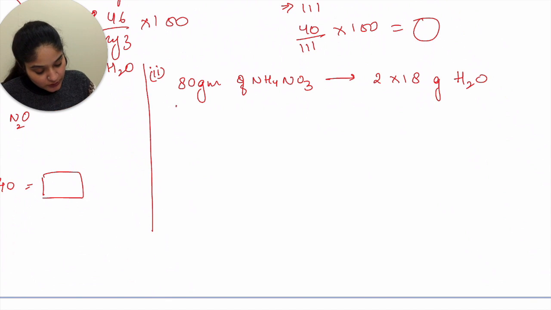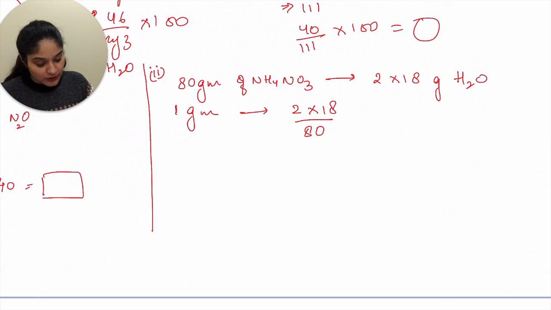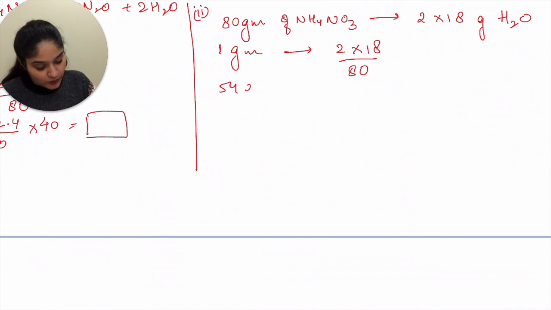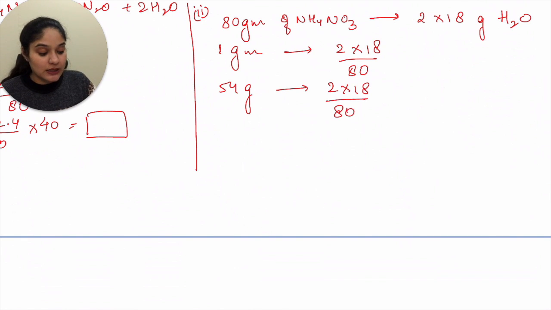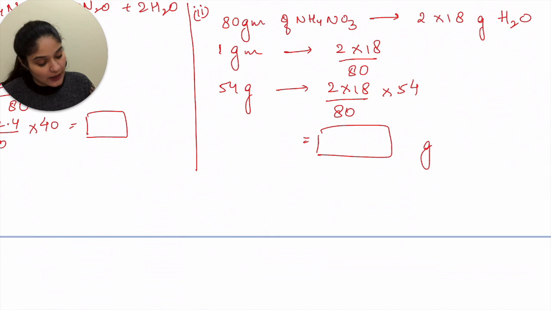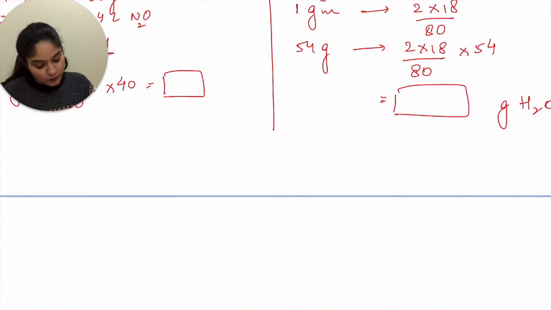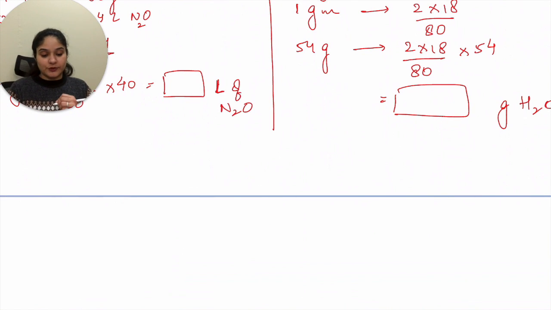So when you are heating 1 gram, you are gonna get 2 times 18 by 80. And when you are heating, how much they asked? For 54 grams. So that would be 2 times 18 divided by 80 times 54. Okay. Once you solve this, whatever answer you get, that would be how many grams of water is produced. And for the previous case, we were looking at volume of nitrous oxide. So that much liters of N2O is produced.